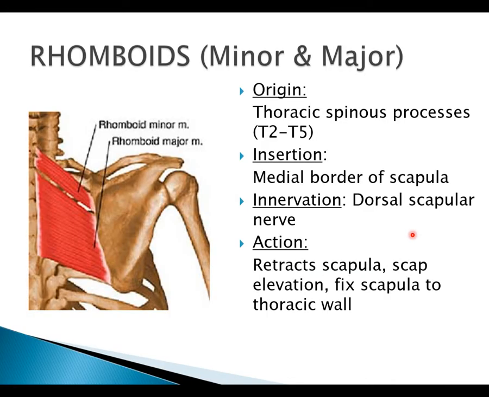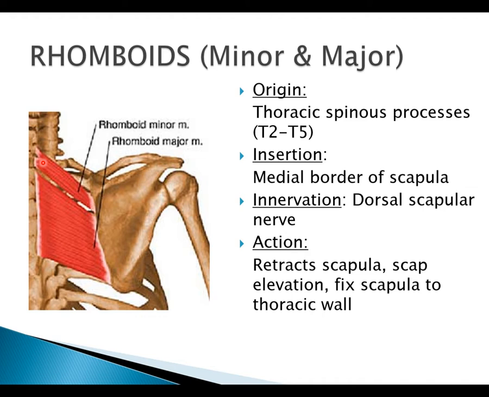Then we have our rhomboids, rhomboid major and minor. There are two separate muscles. The major is obviously a lot larger. Your rhomboid minor is a lot smaller. Because the rhomboid minor is so small and it's right next to the rhomboid major, I just talk about the rhomboids together. I mean, do know that they are two different ones. Do know that the minor is superior to the major, superior as in on top of.